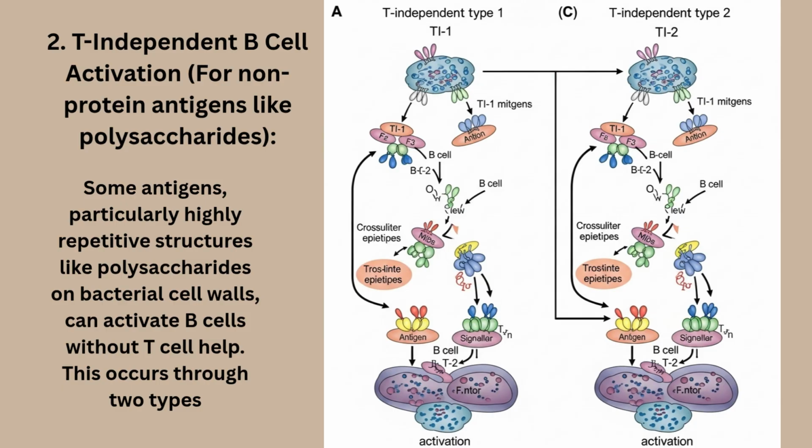2. T-independent B-cell activation for non-protein antigens like polysaccharides. Some antigens, particularly highly repetitive structures like polysaccharides on bacterial cell walls, can activate B-cells without T-cell help. This occurs through two types.